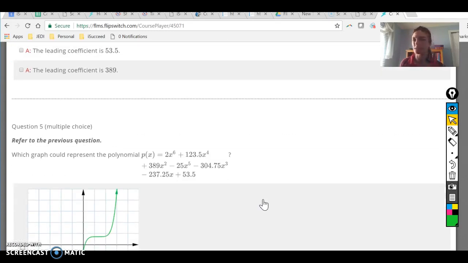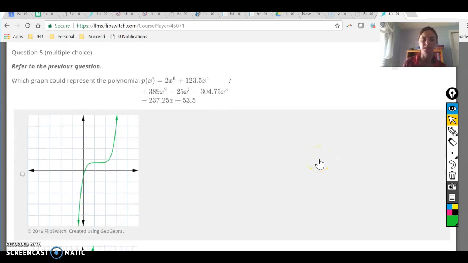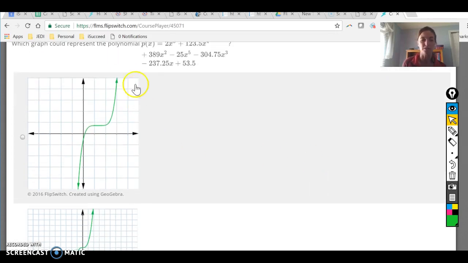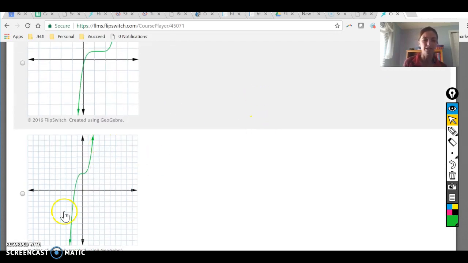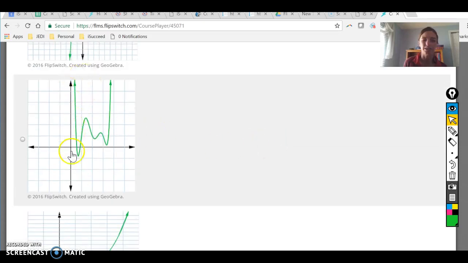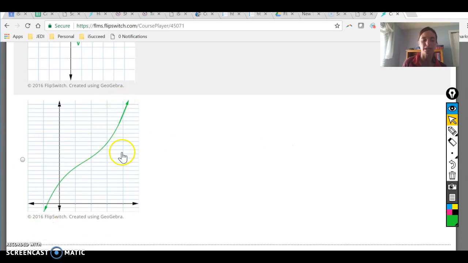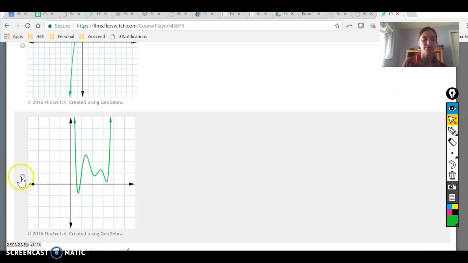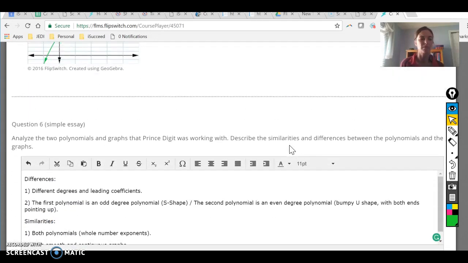Remember when I said previously that if we had an odd degree polynomial, the graph needs to head off in different directions. An even degree polynomial will be in the same direction. It'll be kind of bumpy. So this is going in different directions. This is going in different directions. This is going in the same direction, and it's a little bit bumpy, so that looks good. Again, this is heading in different directions. So the only one that fits our even polynomial heading in the same direction on both ends of the graph is going to be this third one here.